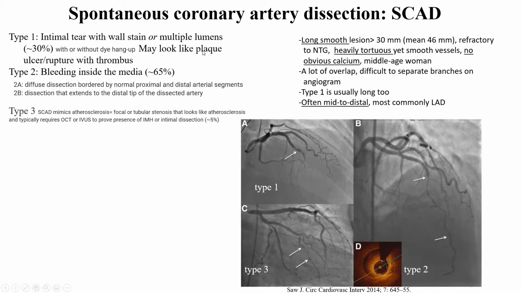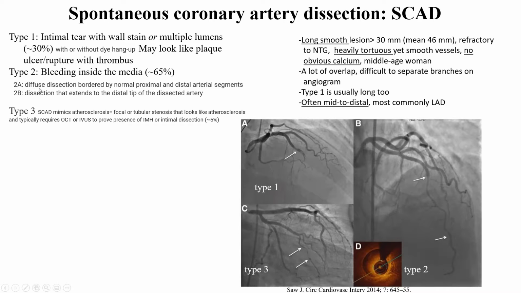It may, however, look like a plaque rupture with thrombus. Remember, plaque rupture with a thrombus can look exactly like this, and that's kind of the dilemma in those cases. And that's why the other features help. Middle-aged women, heavy tortuosity, heavy overlap, no calcium, and peripheral fibromuscular dysplasia.